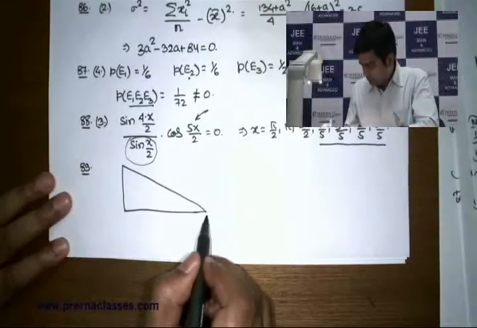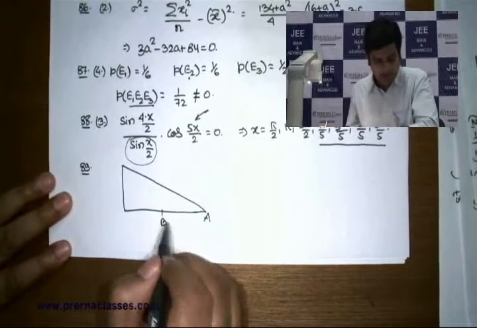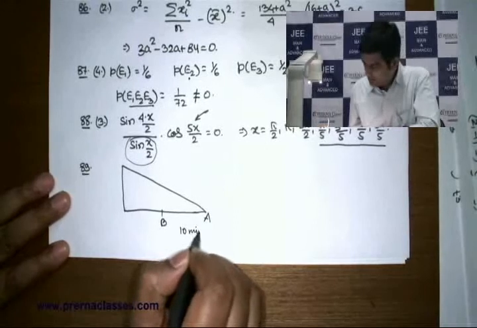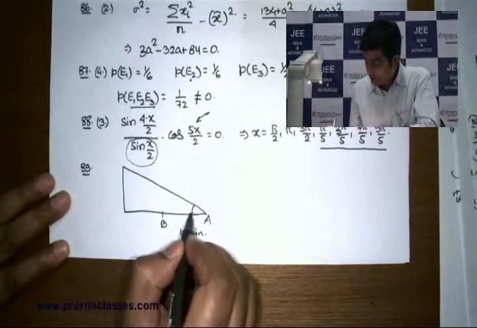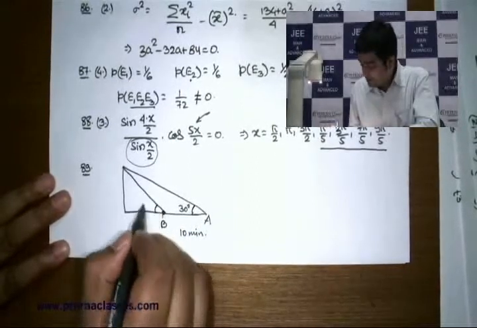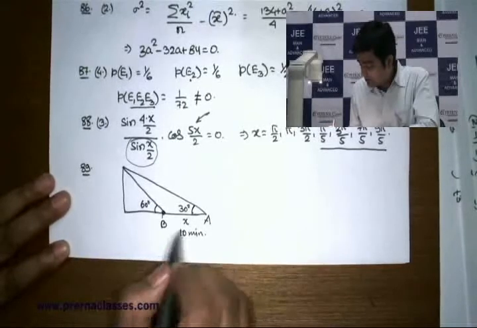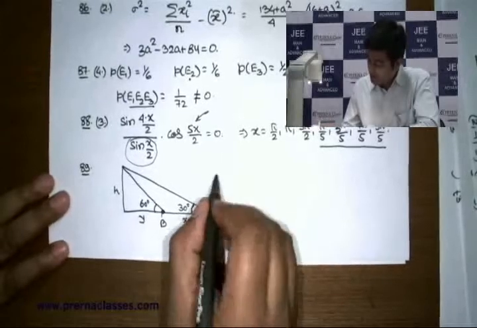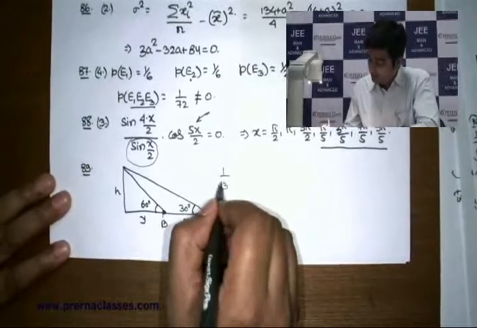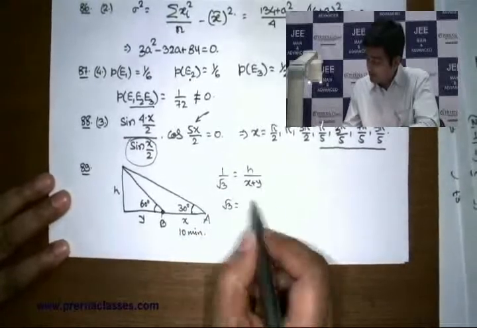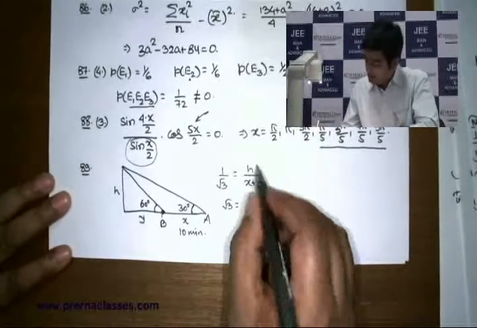Next problem is related to height and distance. There one piece of information is given that from this place to this, someone has taken 10 minutes. Here the angle of elevation was 30, and at this point that is 60. Say if I take that as x distance, y distance and h, you can check tan of 30 is related with this information and tan of 60 is related with this quantity.